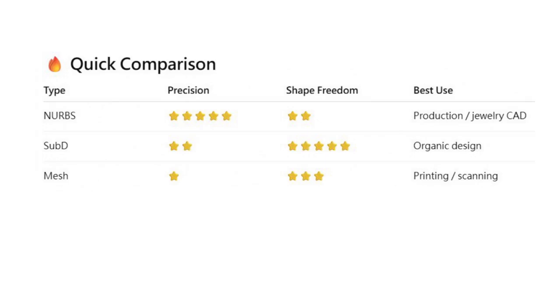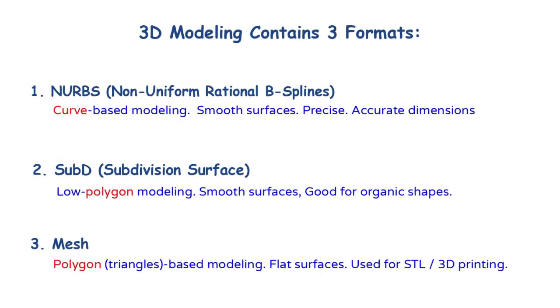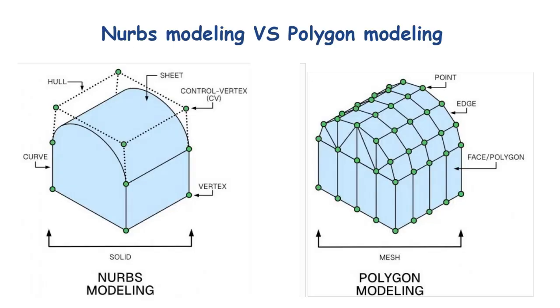Now we know 3D modeling has three different formats. Nurbs is curve-based, and SubD and Mesh are polygon. So what's the difference between Nurbs and polygon? The main difference is how the surface is created. Nurbs use curves and mesh, so the surface is perfectly smooth and very precise. Polygons are made of many small flat faces, so the surface only looks smooth.